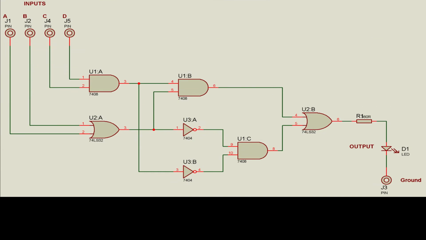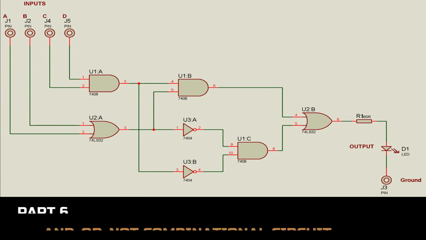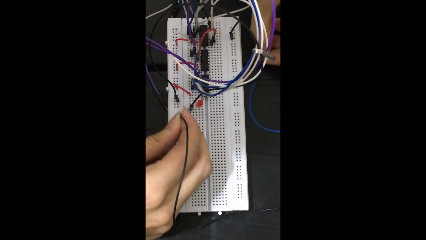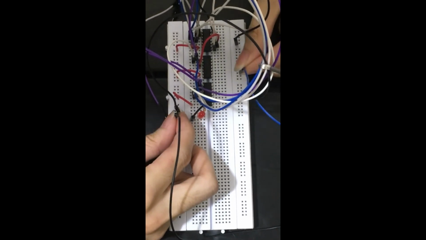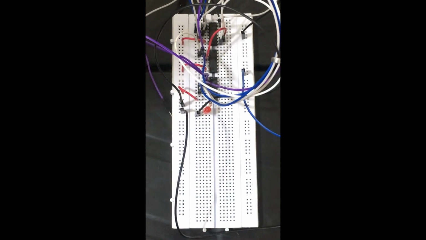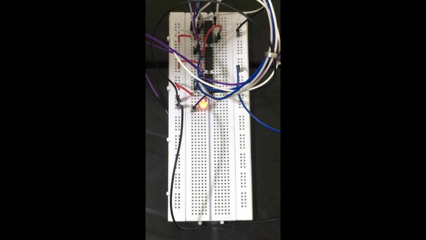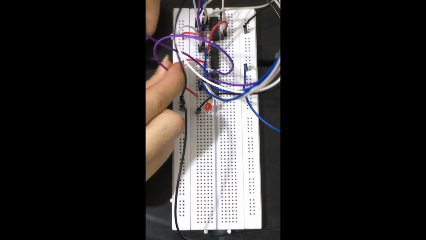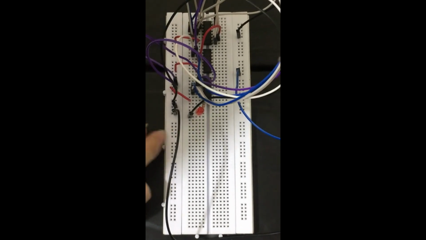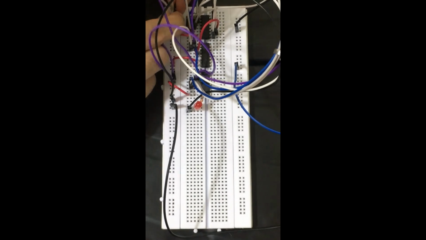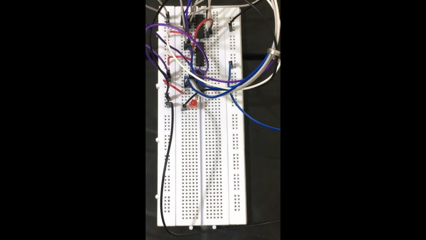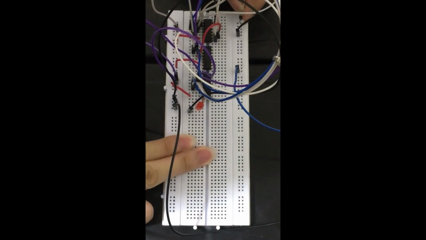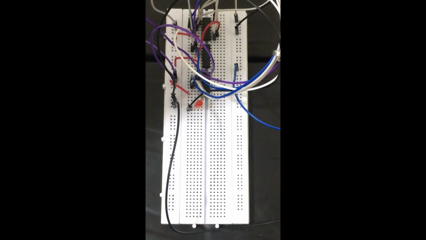For part 6 of the experiment, the AND-OR-NOT combinational circuit, we will be using the 7408 AND gate, 7432 OR gate, and 7404 NOT gate. The circuit is already made and is quite complex since many wires are used. The circuit has 4 inputs. In inputs 0, 0, 0, and 0, the output is 0. In inputs 0, 0, 0, and 1, the output is 0 or the LED is off.